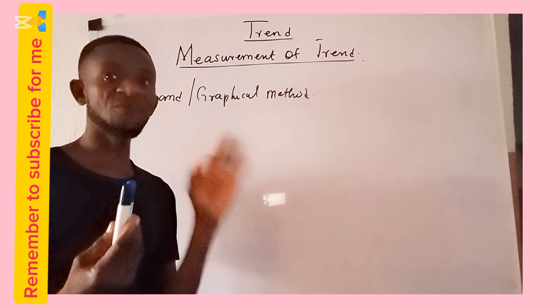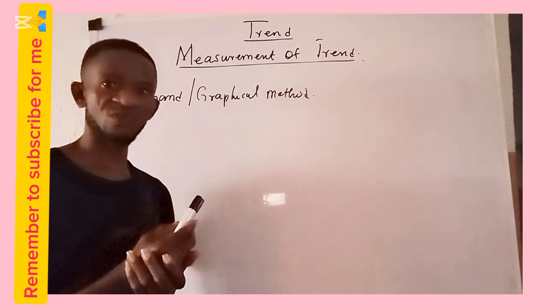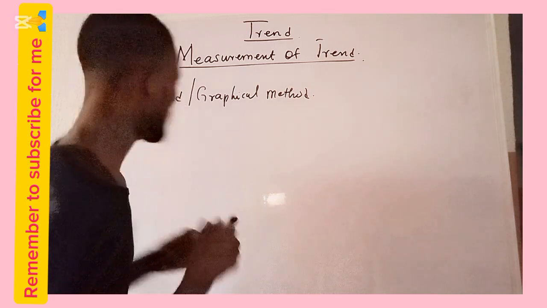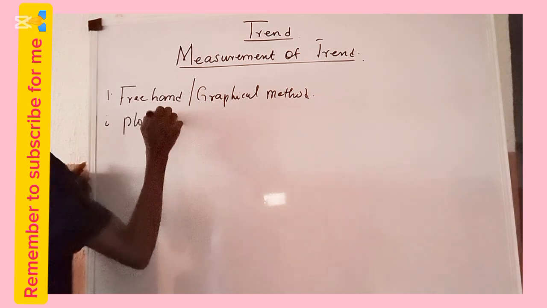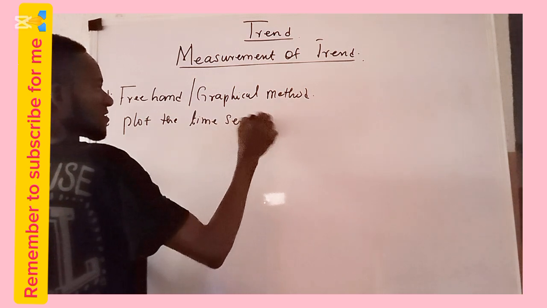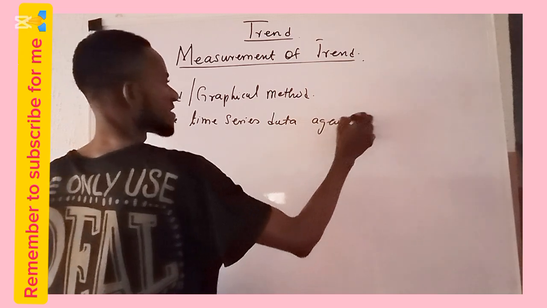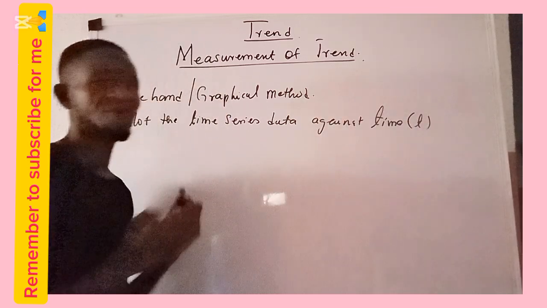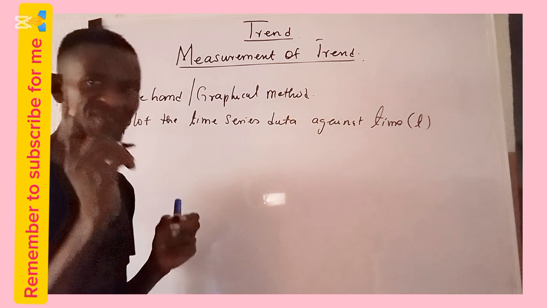And of course, it has procedures for using this freehand to fit a trend on time series data. That procedure is number one, or what we call step I: Plot the time series data against time t. That is the first thing you do there.